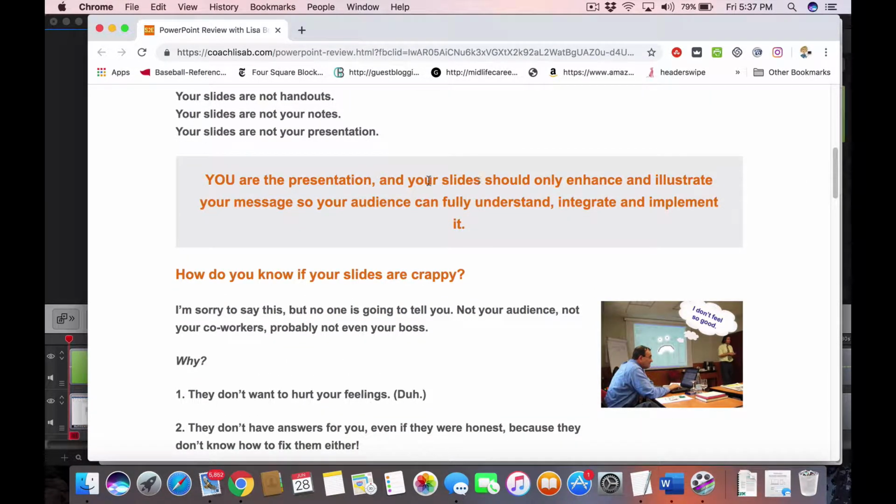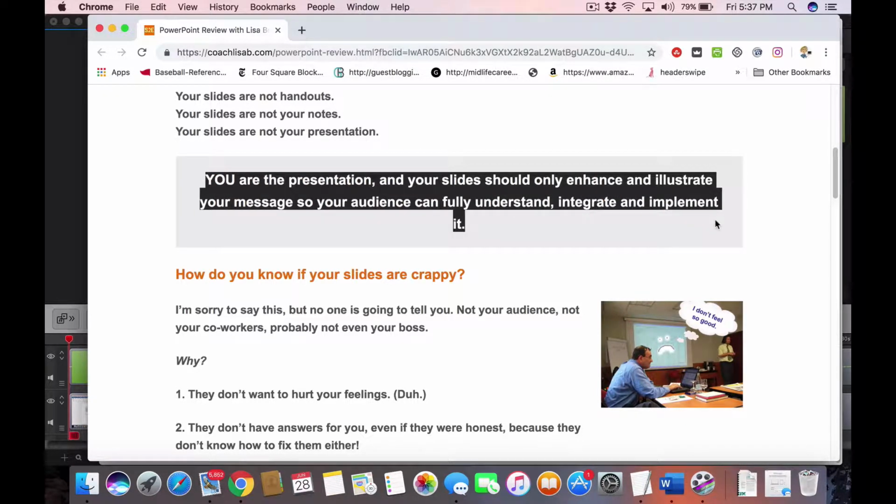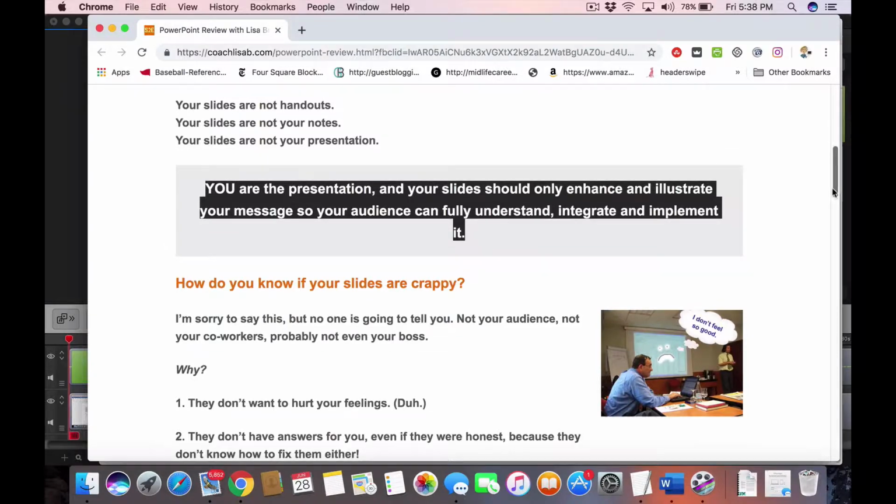And this is the heart of your presentation. This is your message. You are the presentation, and your slides should only enhance and illustrate your message so your audience can fully understand, integrate, and implement it. There are ways you can set it up so this isn't isolated in the middle like that, but you could do that.